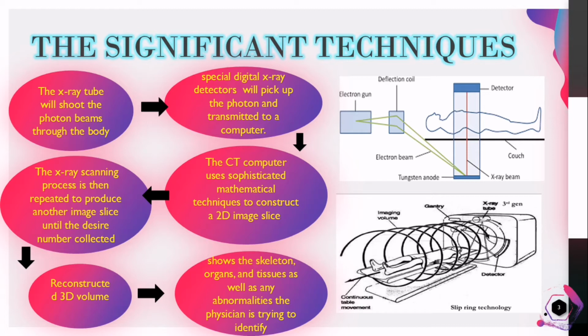Okay, by observing the two images below, the first one is electron beam tomography, which is used to observe heart disease, and the detector is not moving. The second is spiral CT, where the patient goes through the X-ray tube and the table continues moving.